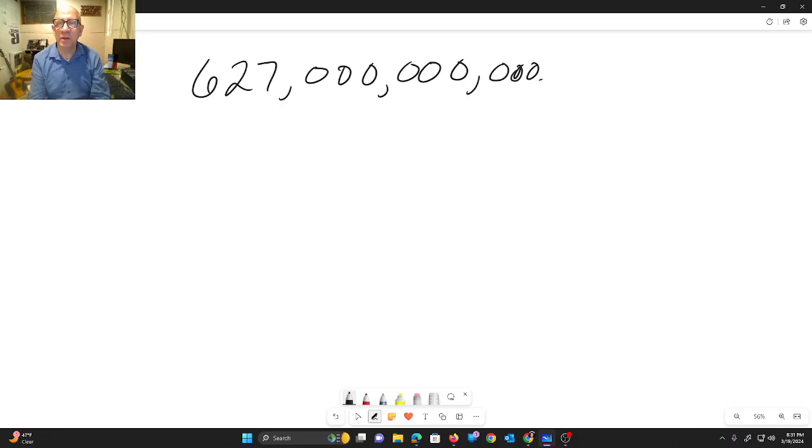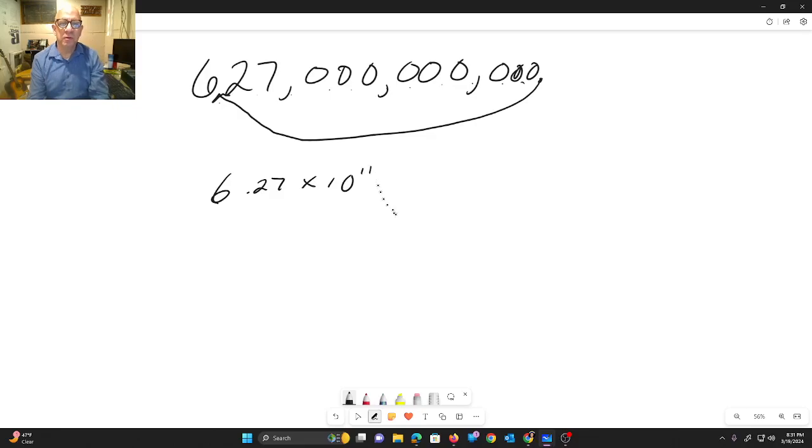Right? So if I take the decimal, because every big number has a decimal all the way over here, and move it here, that means basically 6.27 times 10 to the power of 1, 2, 3, 4, 5, 6, 7, 8, 9, 10, 11. So 6.27 times 10 to the power 11 is 627 billion. All right. That's scientific notation. It makes these really big numbers easy to write.